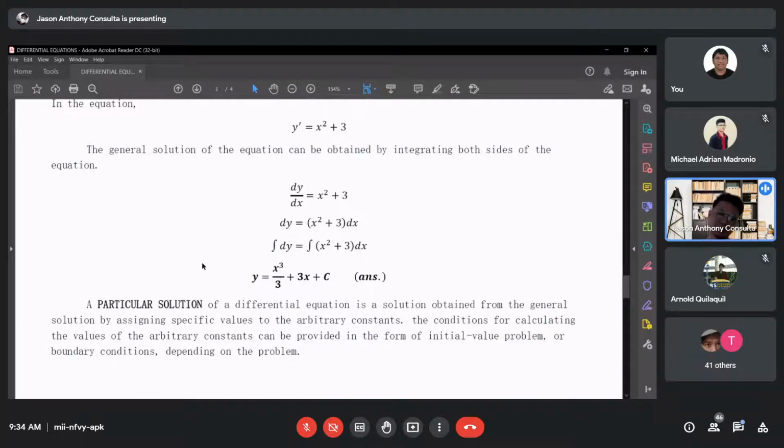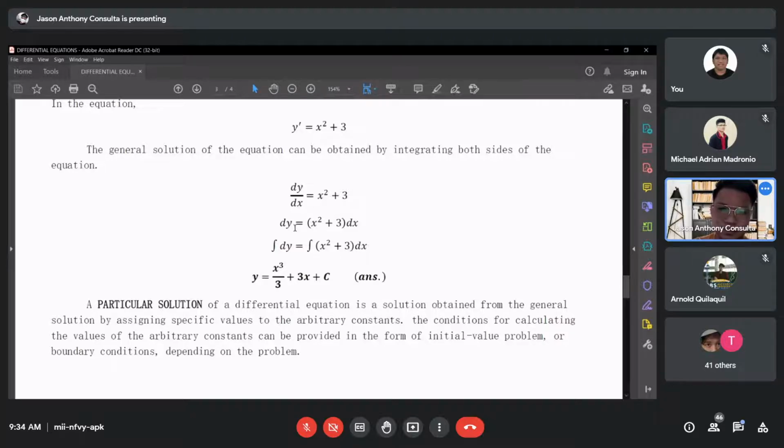So, ano yung initial value problem? So, there is a specific value ng x and y in order for us to get c, the value of c. So, yun yung particular solution. So, mag-solve tayo nun sa next, fine. Basta marunong na muna kayo ng general solution.